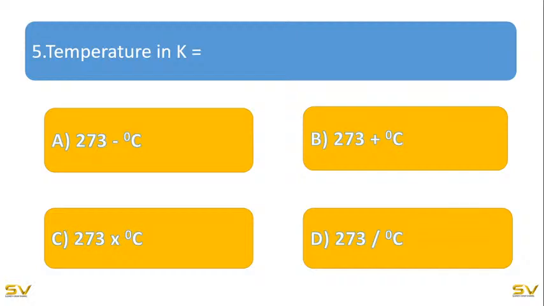Now, temperature in Kelvin. Whenever they give you a temperature in Kelvin, what you have to do to convert it into degrees centigrade?